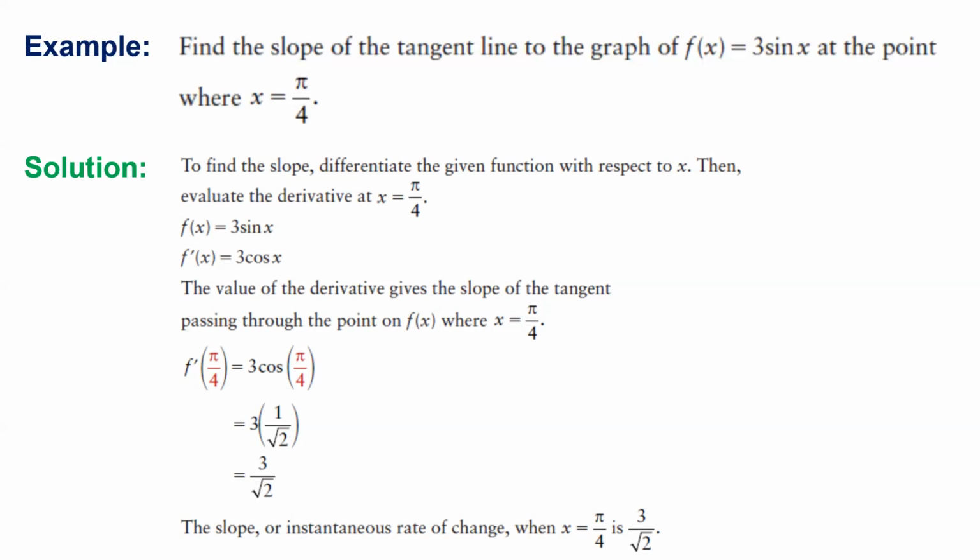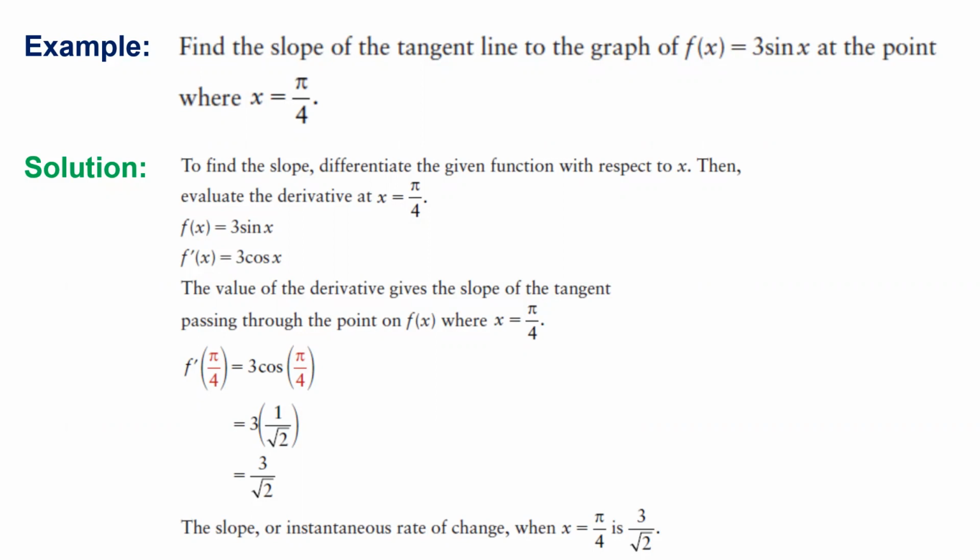Then we can evaluate the value of the derivative, which gives the slope of a tangent passing through the point on f(x) where x equals a quarter pi. So when x equals a quarter pi, the slope, which is actually the first derivative at this point, equals 3 cosine a quarter pi, right? We know a quarter pi is a special angle, so we can evaluate cosine a quarter pi manually, which is actually 1 over square root of 2. So the derivative or the slope of the tangent line is 3 over square root of 2.